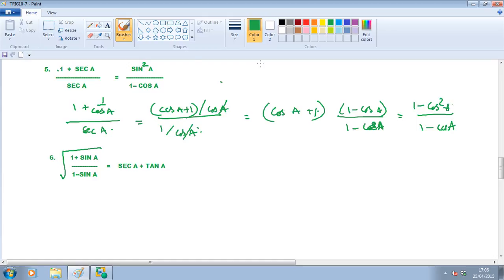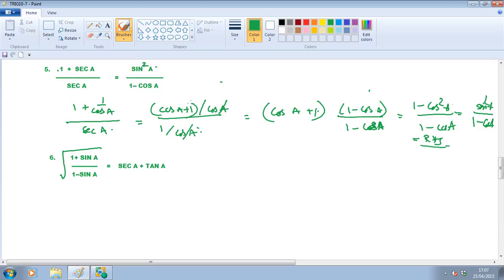Now 1 minus cos square A is equal to sin square A, so it is equal to sin square A divided by 1 minus cos A, that is equal to RHS. So we have to find the factor for the denominator or numerator, and to prove what we want we have 1 minus cos A. So multiply and divide by the denominator factor on both sides. We'll get the answer.